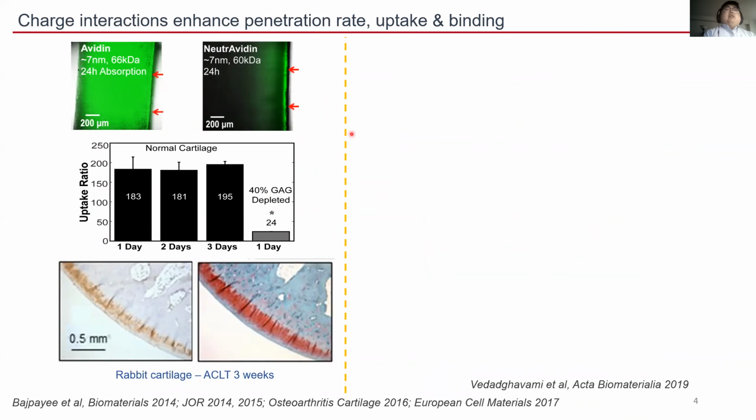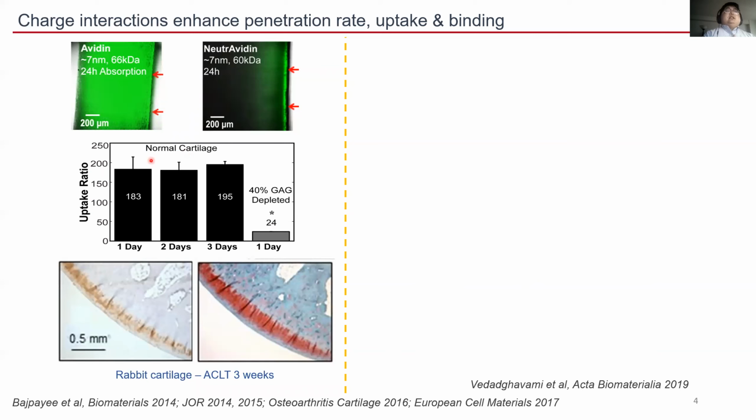For example, our lab has shown that a positively charged glycoprotein, avidin, is an ideal drug delivery system that can penetrate through the full thickness of cartilage in high concentration because of the optimal size, about 7 nanometers, and the net charge, with an isoelectric point of 10.5. But neutravidin has a similar size to avidin. The charge is neutral. As we can see, neutravidin can only get stuck on the cartilage surface.